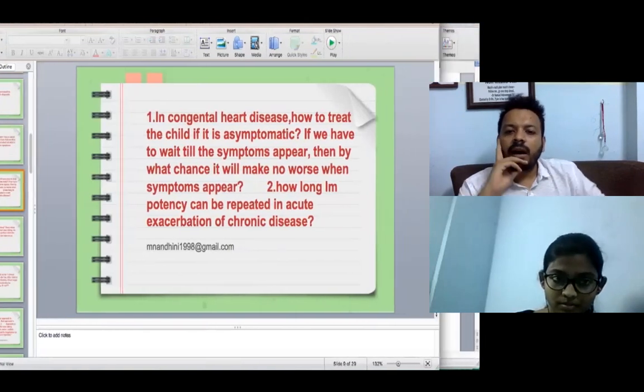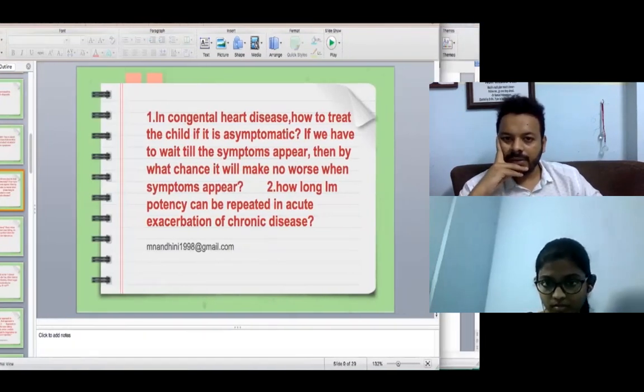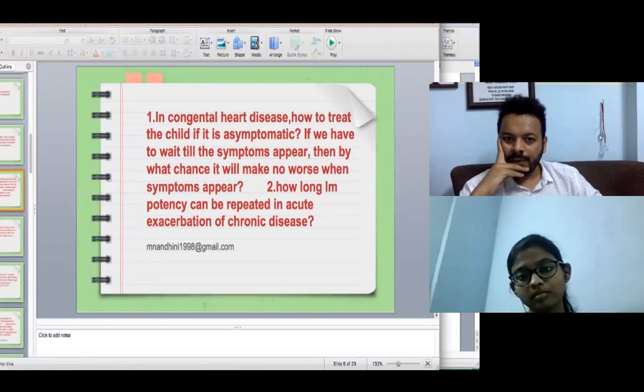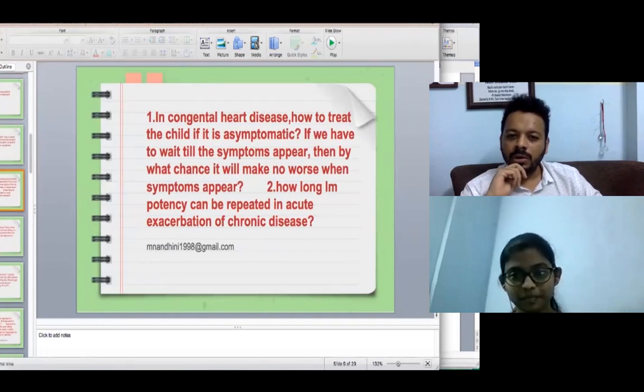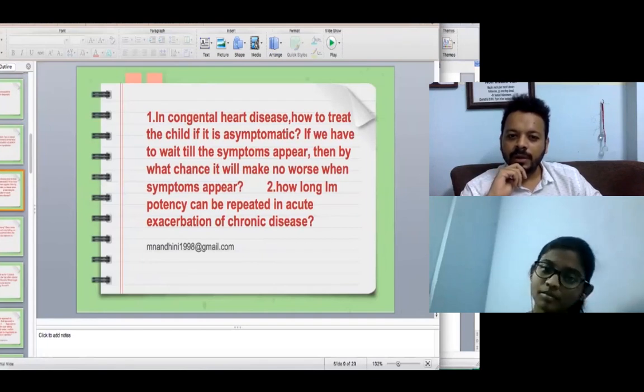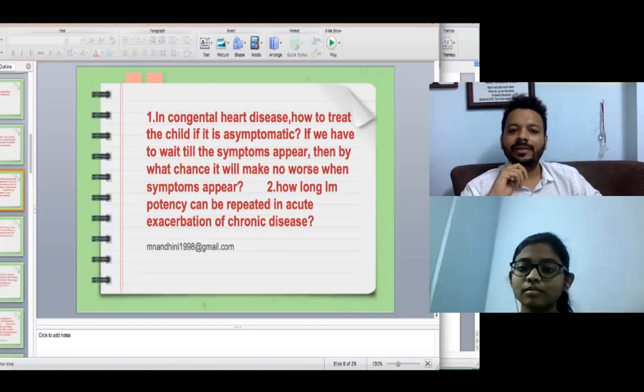In congenital heart disease, how to treat the child if it is asymptomatic? And if we have to wait till symptoms appear, then by what chance will it not make the symptoms worse? How long can LM potency be repeated in acute exacerbation of chronic disease? Nandini, you can hear me, right?